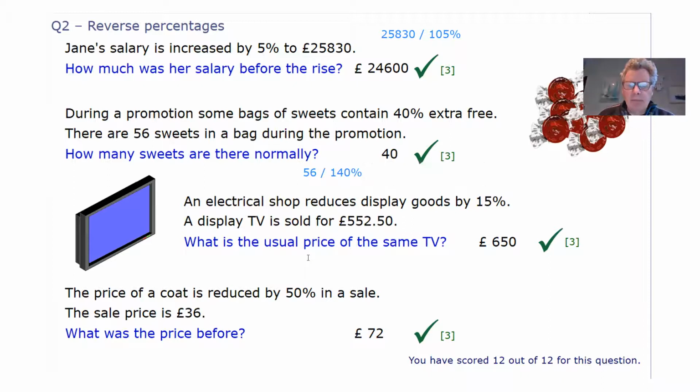And on this one down here, because it's a reduction, it's 100% minus the 15%. So we could have done 552.50 divided by 85%. And finally, the last one we did. We like this one because 50% is easy to work out. This is going to be 36 divided by 50%, which is, you've got to remember 50% is a half, and dividing something by a half, we double it, and effectively, if you double 36, you get 72.